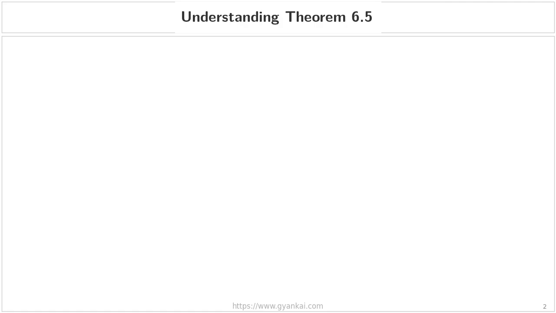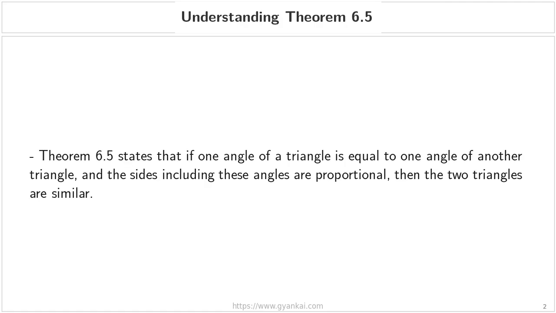Understanding Theorem 6.5. Now that we've established the difference between congruency and similarity, let's dive into the actual rule we use to prove it. This is known as Theorem 6.5. The theorem tells us that we don't need to check every single side and every single angle to prove two triangles are similar. We only need two specific things. First, one angle in the first triangle must be exactly equal to one angle in the second triangle. Second, the two sides that sandwich, or include, those angles must be proportional, meaning they must share the same ratio.